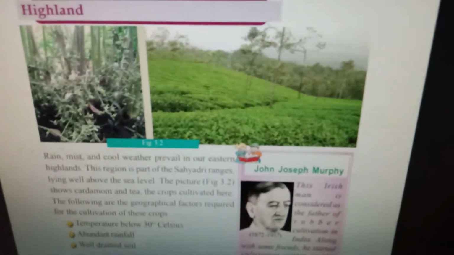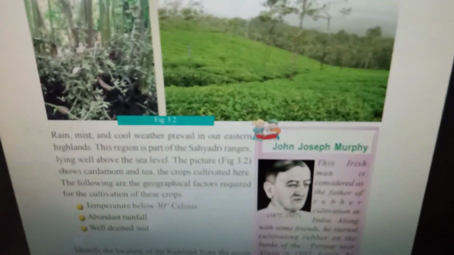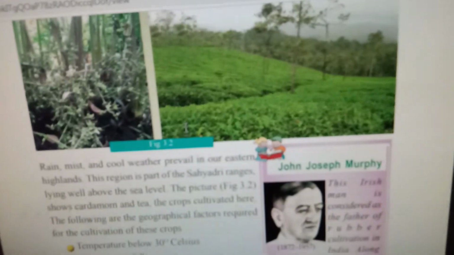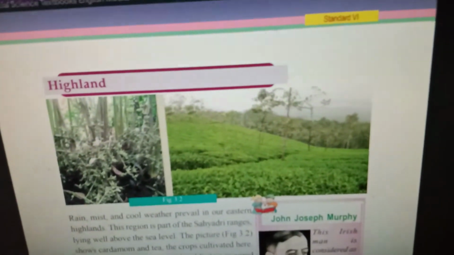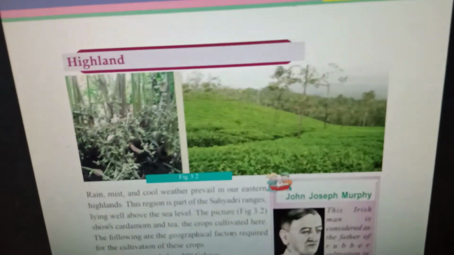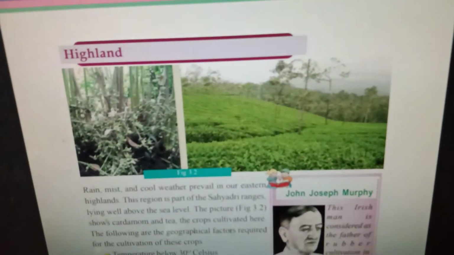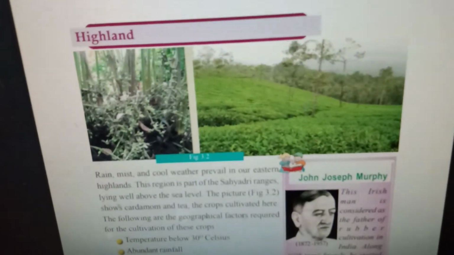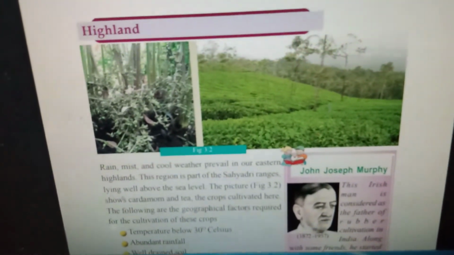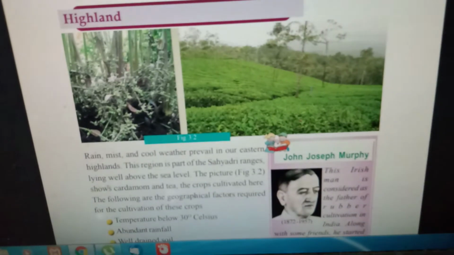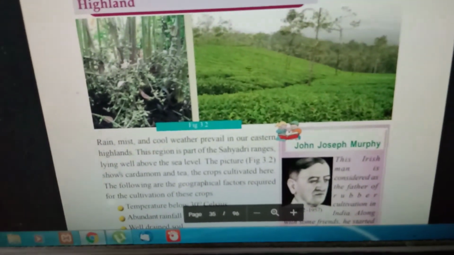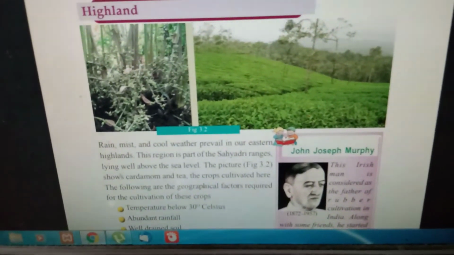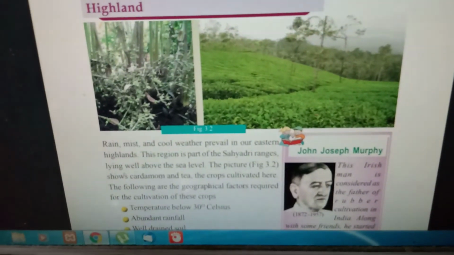Next, can you identify from this picture which type of cultivation is seen? This picture, on the right side, can you recognize what kind of cultivation is here? Yes, it is tea, the plantation of tea. Then here in this first picture, can you recognize what this is? It is the cultivation of cardamom.